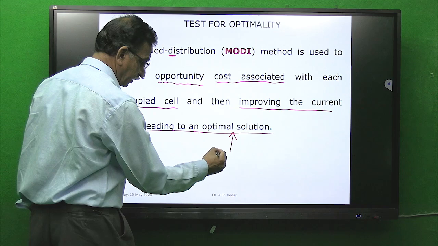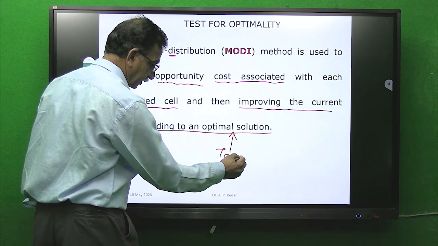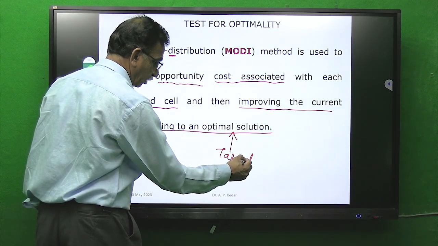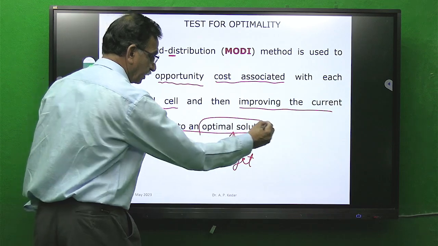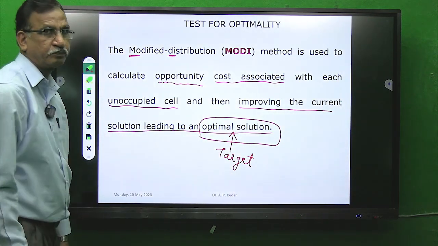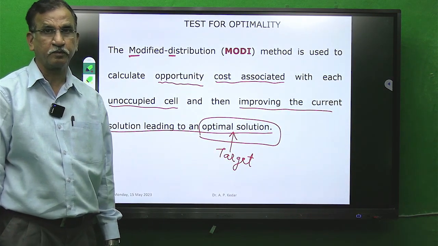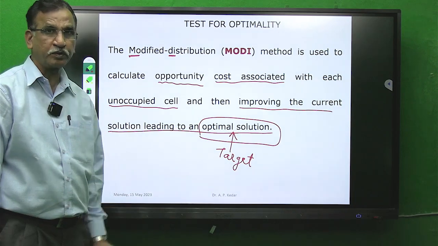Students, this is my target. I want to get the optimal solution. I am interested in the optimal solution. Remember, this is very important. I am interested in the optimal solution.